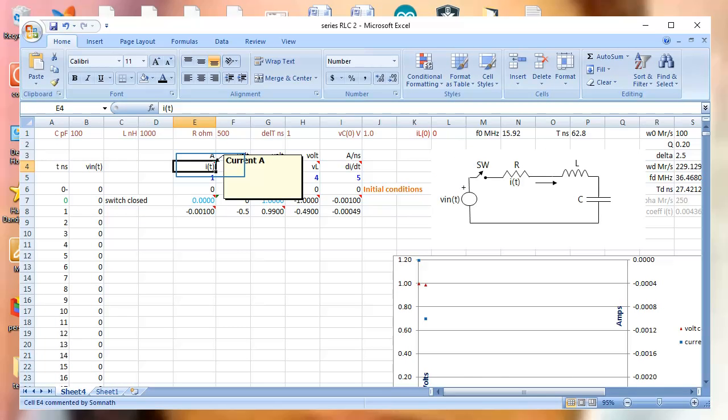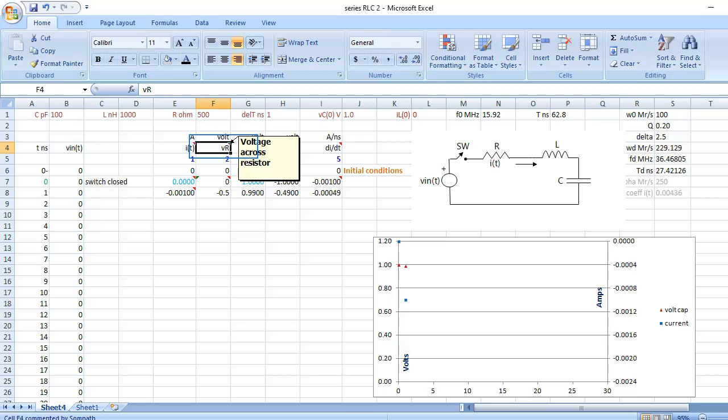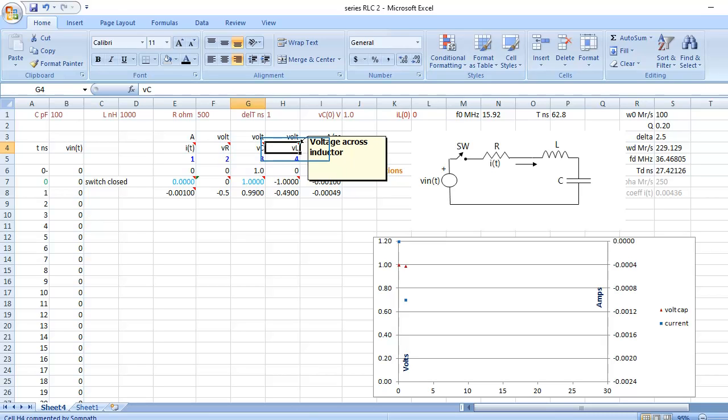Current in amperes in column E. Voltage across resistor in column F. Voltage across capacitor in column G. Voltage across inductor in column H. Rate of change of current in column I.